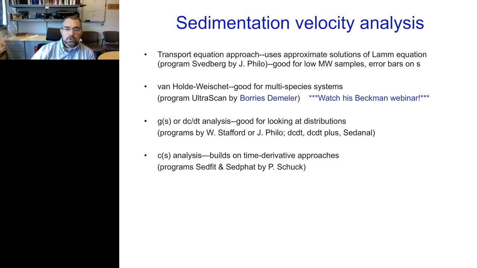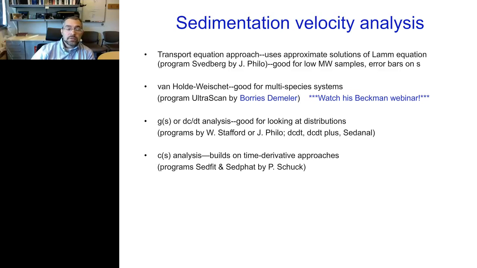So one of the earlier ones that was really powerful is the program SEDANAL by John Philo. So this is very good for low molecular weight samples. It's also very nice because you can get very good error bars on your sedimentation coefficients. And so if you're doing some of the examples I'll talk about later on, where you're plotting a weight averaged value of sedimentation coefficient to monitor a process such as assembly or binding, then you can actually get very nice error bars on your S values for further fitting.